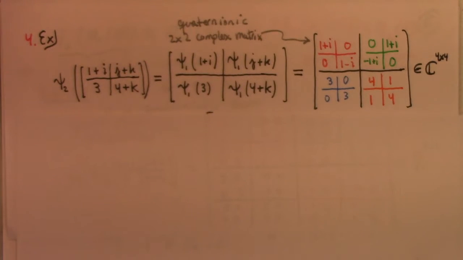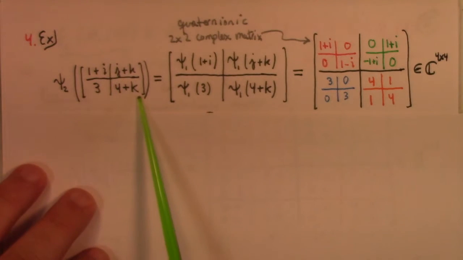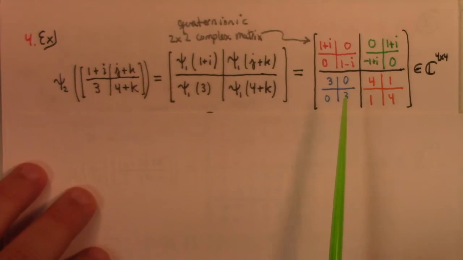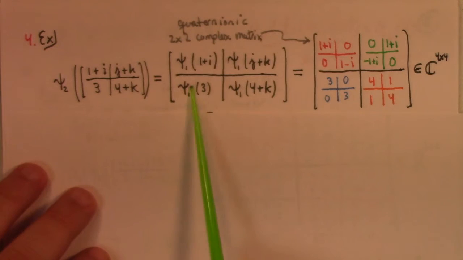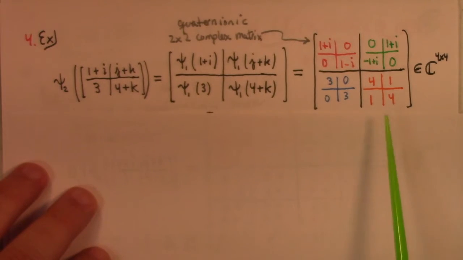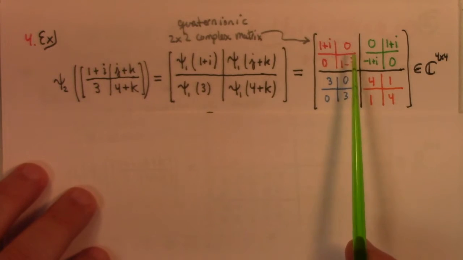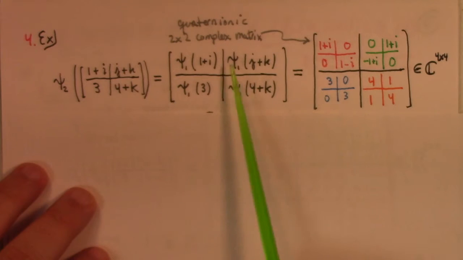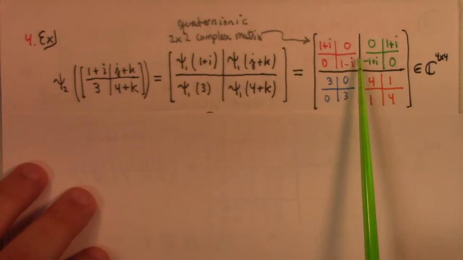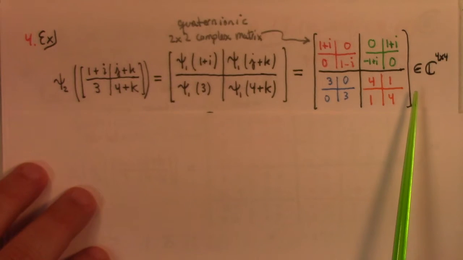So I'm a glutton for punishment, so I decided to do a 2 by 2 quaternionic matrix. So here you go. Here you have it: 1 plus i, j plus k, 3, 4 plus k. So that, by definition, is you do the psi 1 map component-wise, just like we did before for the complex case. That gives us this 4 by 4 complex matrix. In other words, this is a quaternionic linear 2 by 2 complex matrix. All right, or you could say that this is just a quaternionic linear matrix in the complex 4 by 4 matrices.